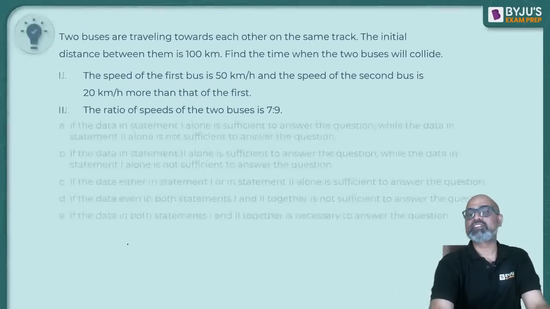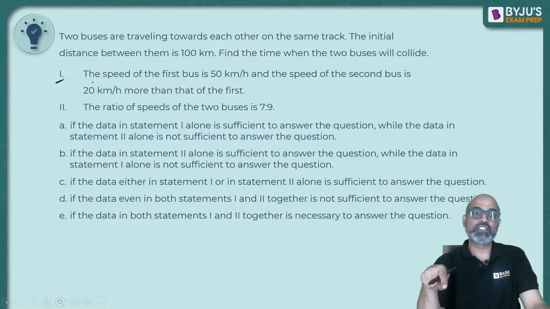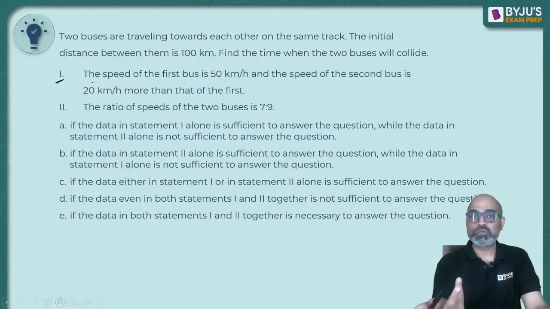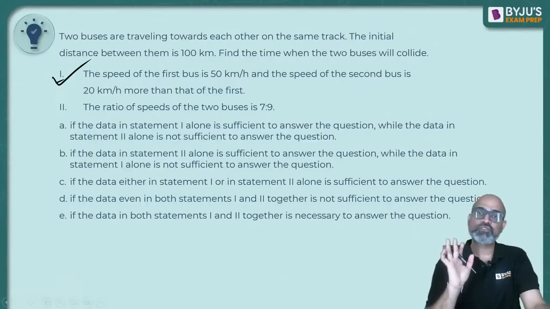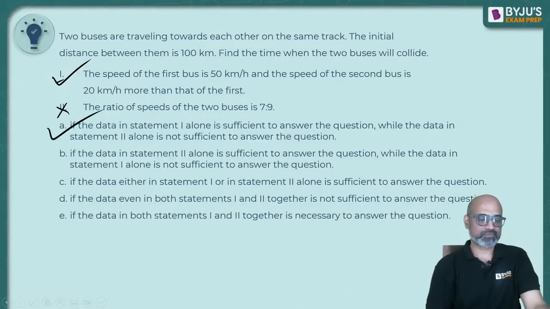So let's see if we can get it. The first statement tells you the speed of the first bus is 50 km per hour. Speed of the second bus is 20 km per hour more than that of the first. Great. I know both speeds. I will be able to answer using the first statement alone. Right? Okay. So let's forget about the first. Second, the ratio of the speeds is 7:9. We can't do anything with a ratio. Won't be able to answer from the second. 1 is alone and 2 is not alone. Answer is A.